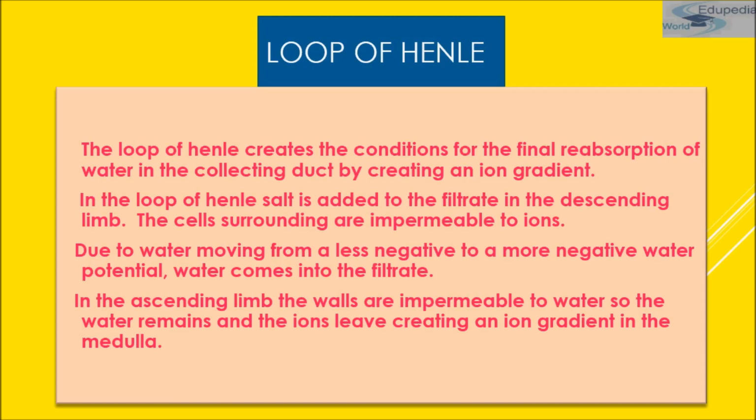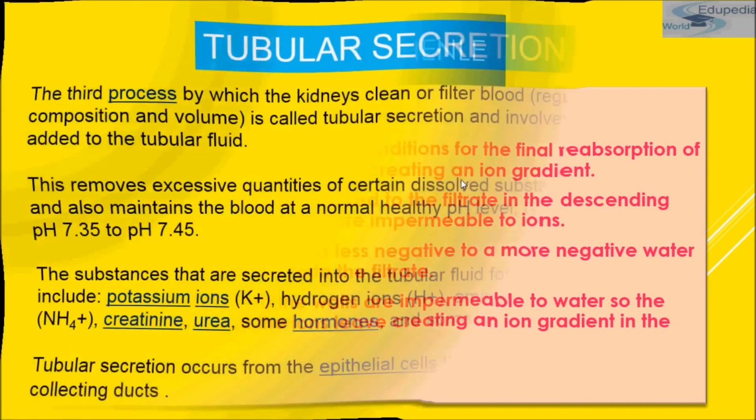And in the loop of Henle, salt is added to the filtrate in the descending limb. The cells surrounding are impermeable to ions, I have told you, and due to water moving from a less negative to a more negative water potential, water comes into the filtrate. And in the ascending limb of the loop of Henle, the walls are impermeable to water, so the water remains and the ions leave, creating an ion gradient in the medulla.